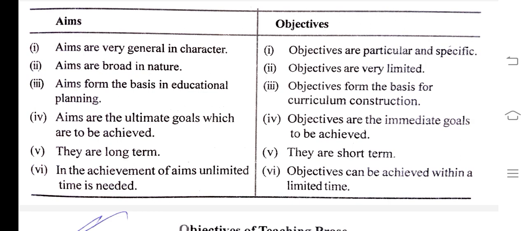Objectives are the immediate goals to be achieved. Aims are long term. Objectives are for short term. In the achievement of aims, unlimited time is needed. Objectives can be achieved within a limited time.